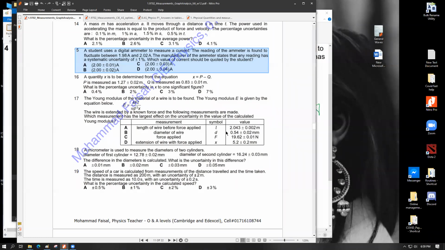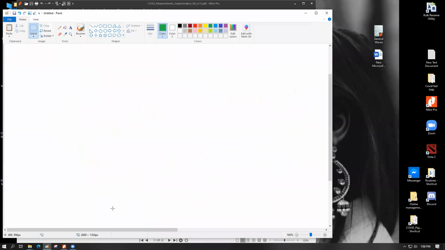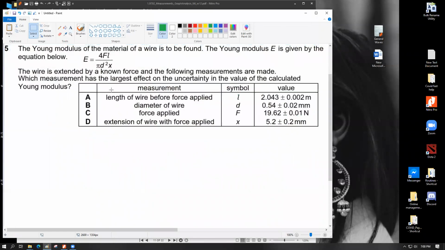Before I even look at this data, have a look at these variables. Let me take this question out. Have a look at these variables. What do you see? This is a constant, this is a constant. Constants are out of the question to add any uncertainty. Constants are constants. 4 is a constant, pi is also a constant. F is a single quantity, L is a single quantity, D has a square on it. Get this. And X is a single quantity.